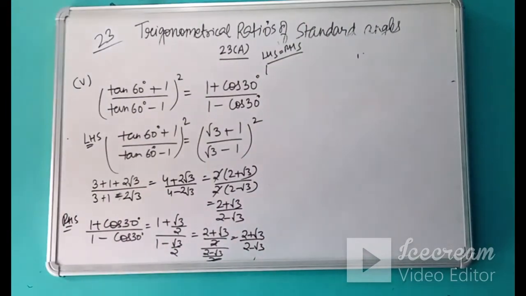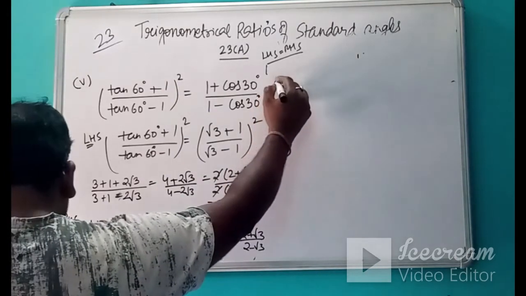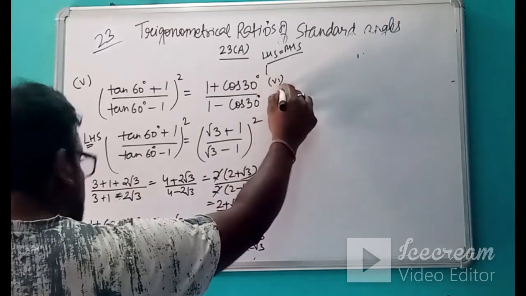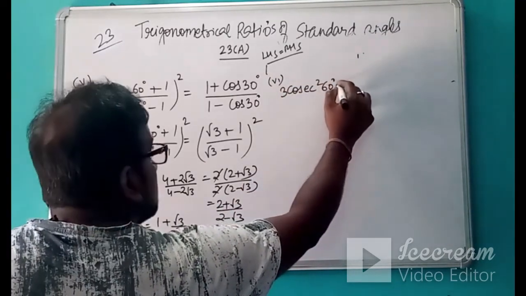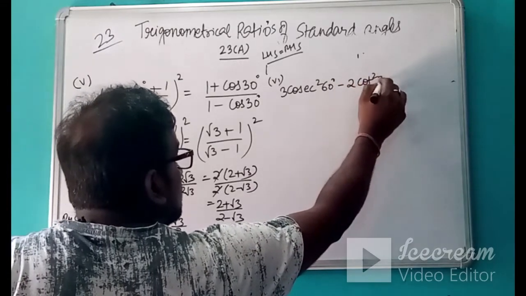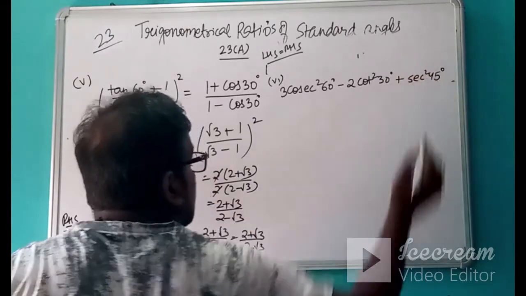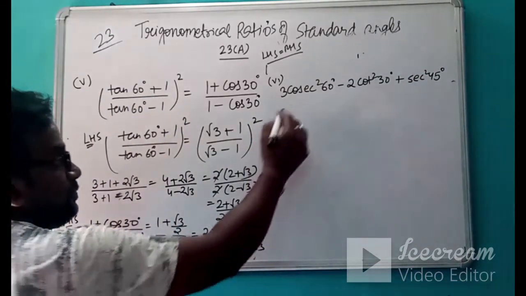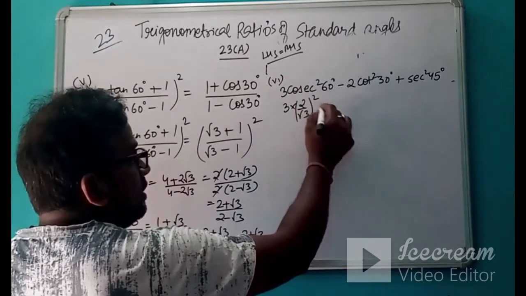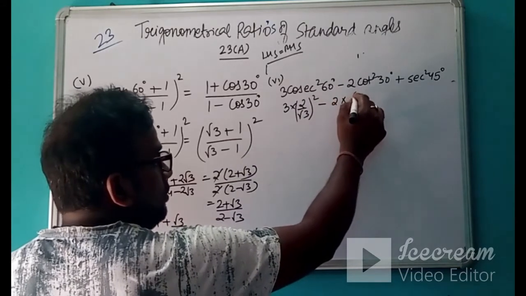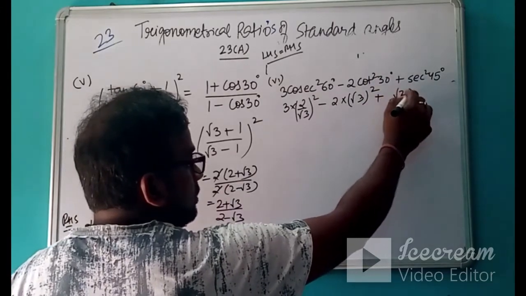Okay, so like this you can solve the questions using the trigonometric ratios. Okay, let's see one more question. Suppose it is written like cosec square 60 degree minus 2 cot square 30 degree plus sec square 45 degree. So again, cosec 60 is 2 upon root 3 whole square. Cot 30 is root 3, so 2 into root 3 whole square. Plus sec 45 is root 2 whole square.